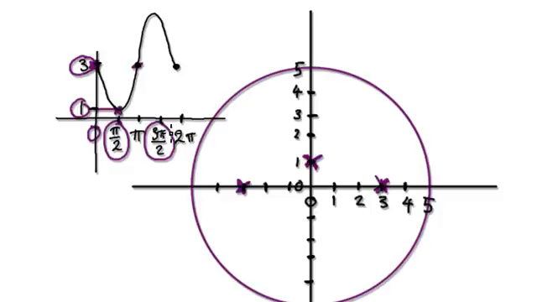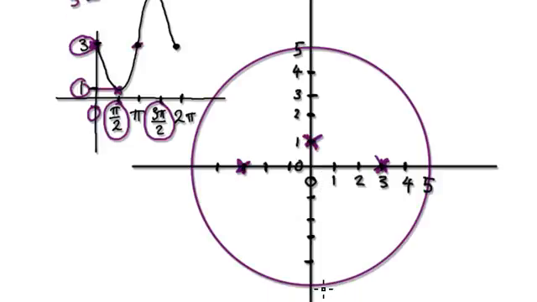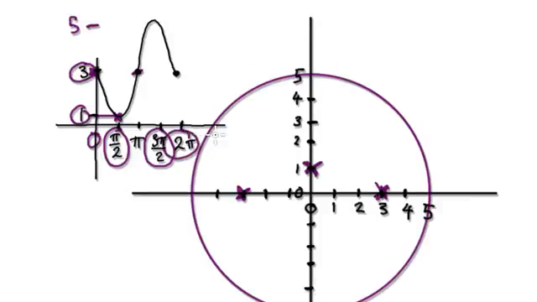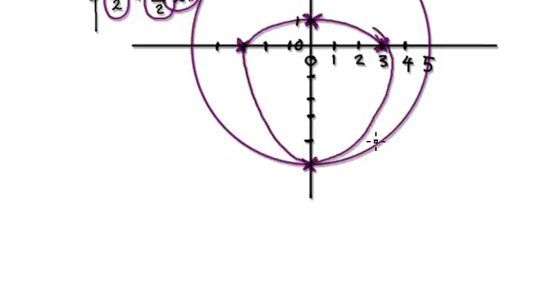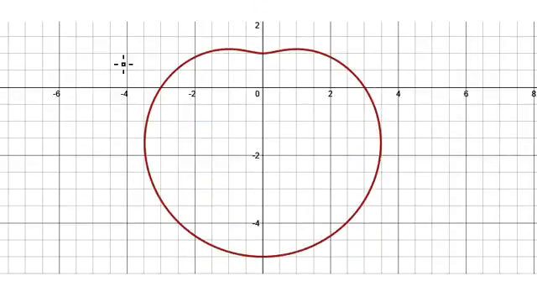And then 3 pi over 2 would be here. It will have a radius of 5, so that would be here. And then by the time it gets to 2 pi, the radius will be back at 3, so it will be back here. So you can guess your graph to look something like this. Something like that. Get yourself a graph plotter and it should give you something like this. Okay?